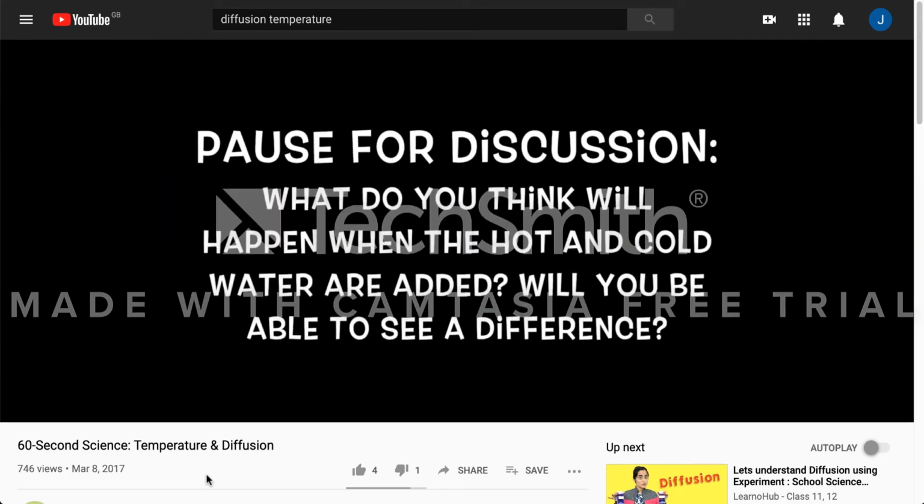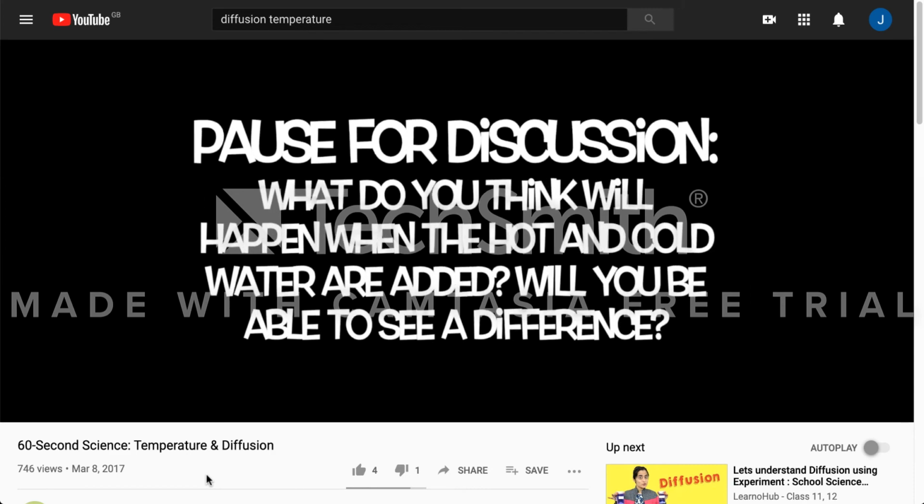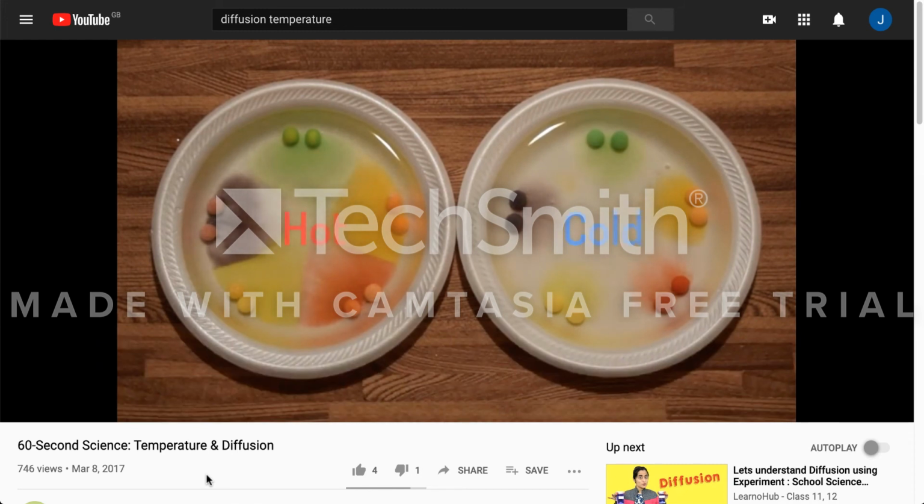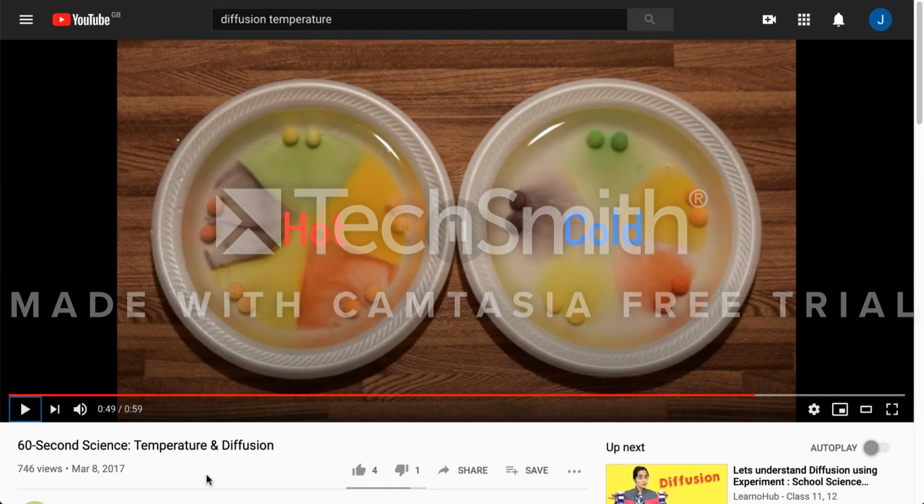So it says, pause for discussion. What do you think is going to happen when the hot and cold water are added? Okay? And as I mentioned before, temperature does play a difference. Now notice how the plate on the left, the color spreads out much, much faster than the plate on the right. And just so you know, as I mentioned on the video, this is sped up 6 times. But I'm going to pause the video right here, and you notice how much of a difference there is in temperature. And this is how diffusion happens when you have a difference in temperature. This is how much of a difference it can make. So imagine if you had, say for example, boiling hot water and cold water. You'd probably see an even bigger difference.